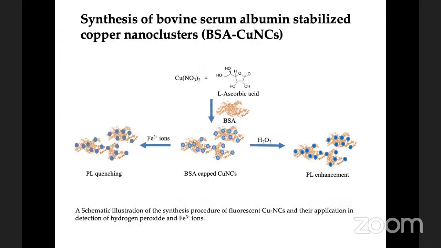The scheme on the screen shows the synthesis of these BSA copper nanoclusters, using copper nitrate and L-ascorbic acid in the presence of BSA. So we get these BSA capped nanoclusters, and then we tested the photoluminescence properties of these BSA capped copper nanoclusters in the presence of ferric ions and S2O8.